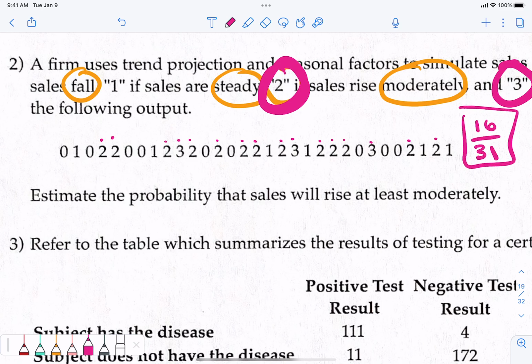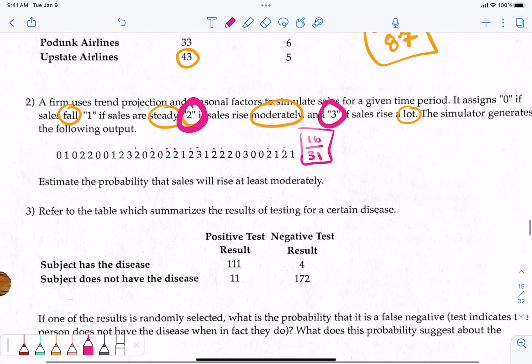Perfect. See, this is not hard. Okay? This is not hard. 16 out of 31. Happy with that? Jake comes in. The answer is 16 out of 31. All right, good? Yes? All right, we've got another frequency table here.